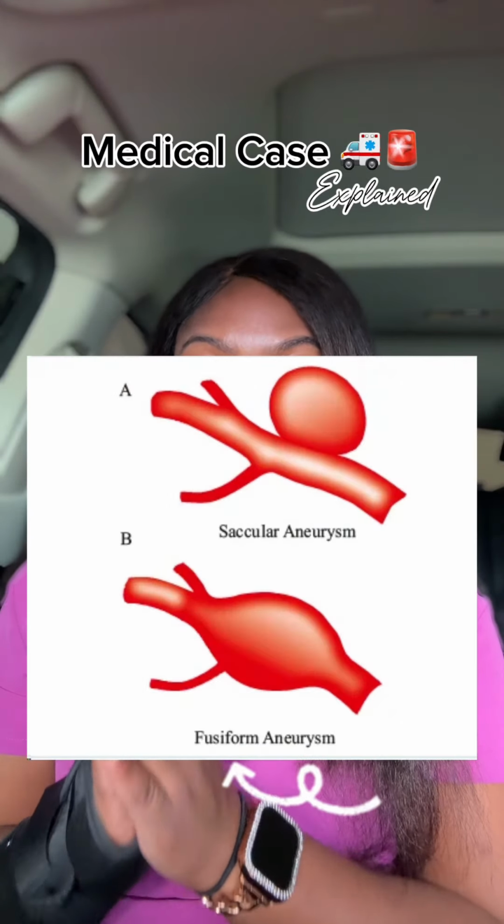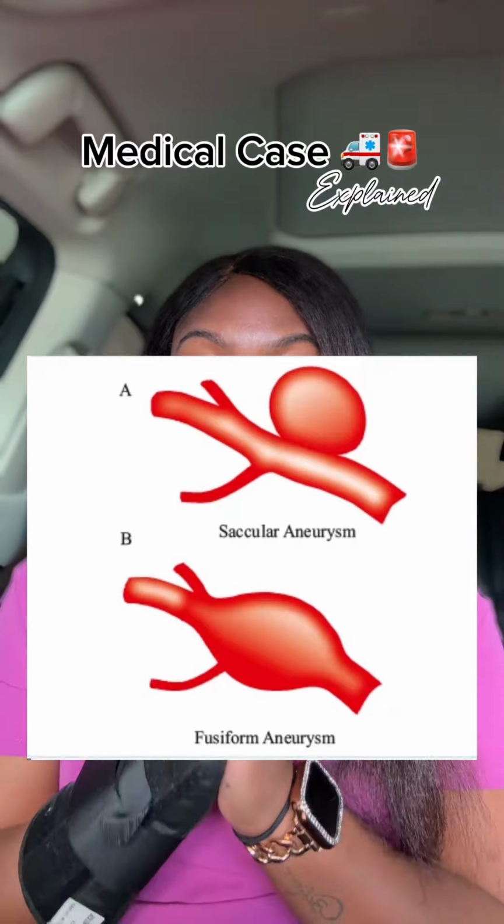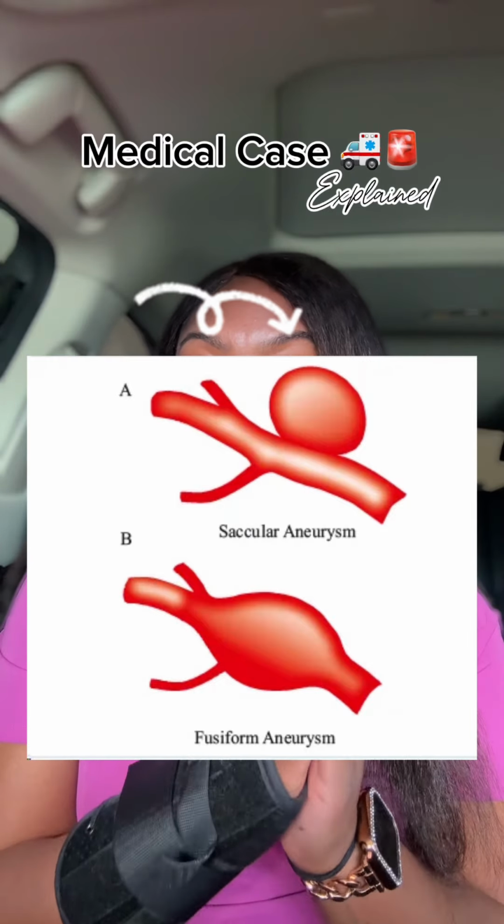So there's different types. You can have a fusiform, where you have ballooning of the entire aorta; saccular, where it's just on one side; or you can have mycotic, which actually is due to an infection of the actual wall itself. Super rare, but I actually had one of these as a resident.